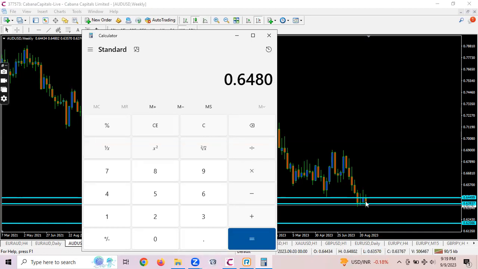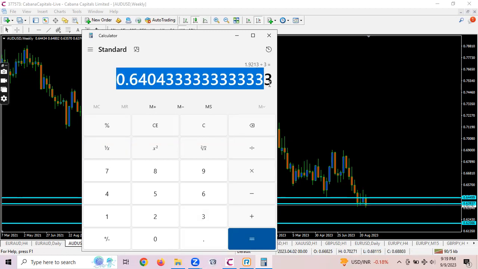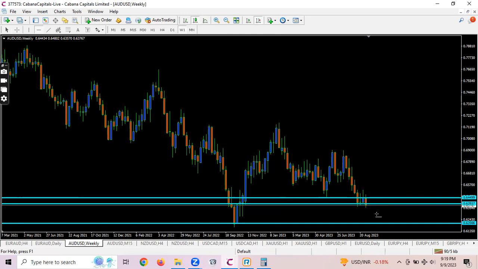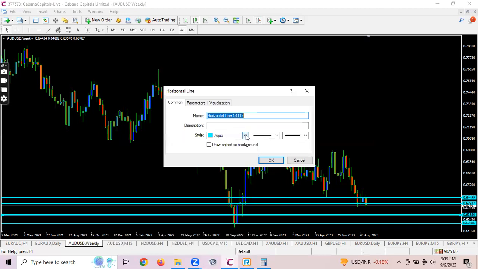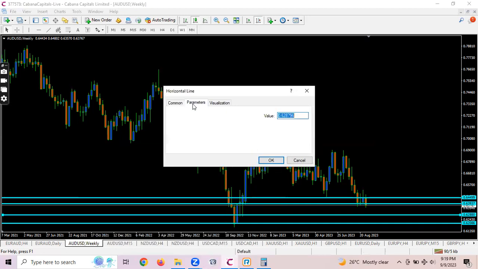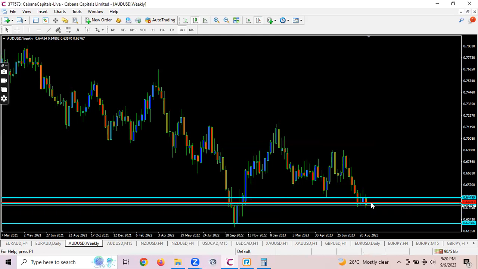0.6480 plus 0.6357 plus 0.6376. So that is the pivot of last week candle, which is close to this support zone resistance.